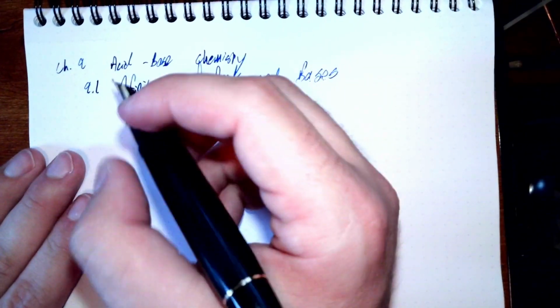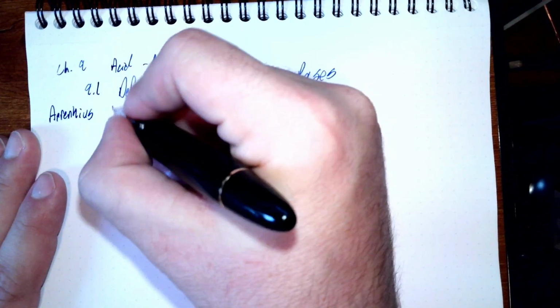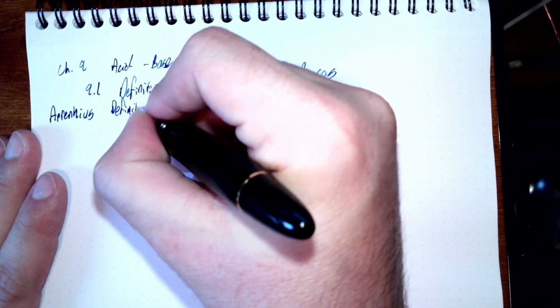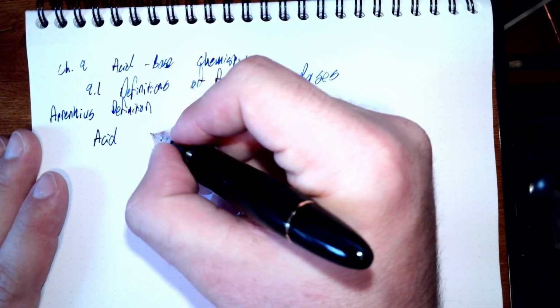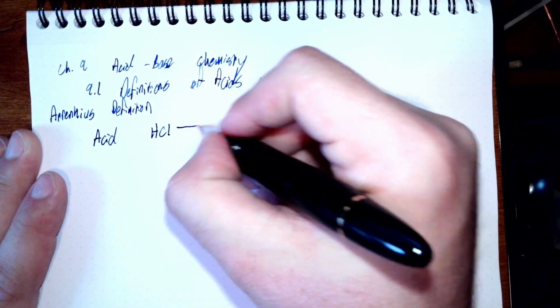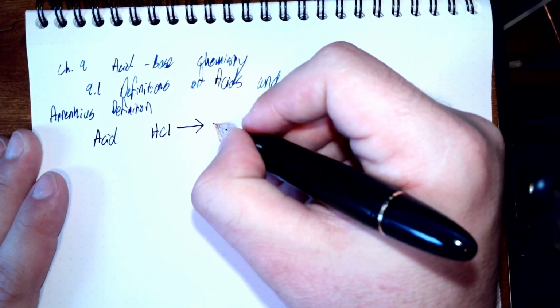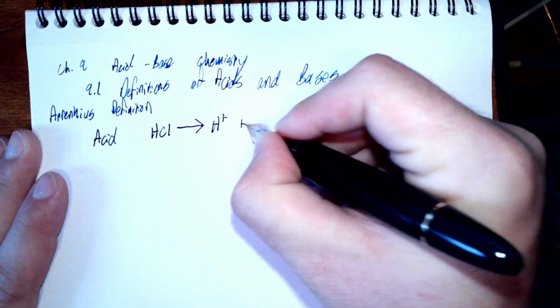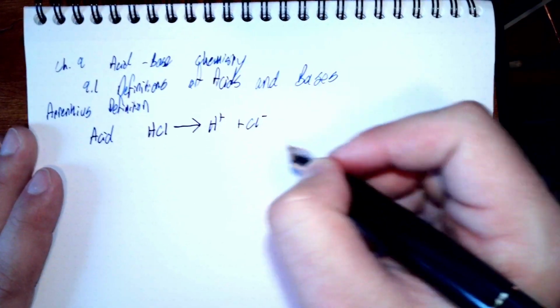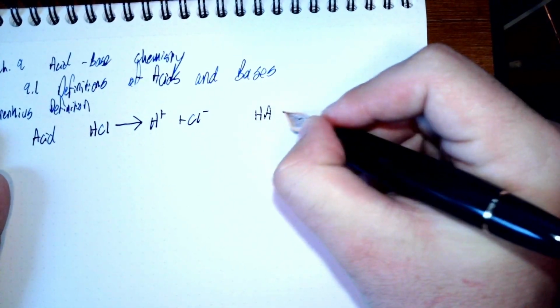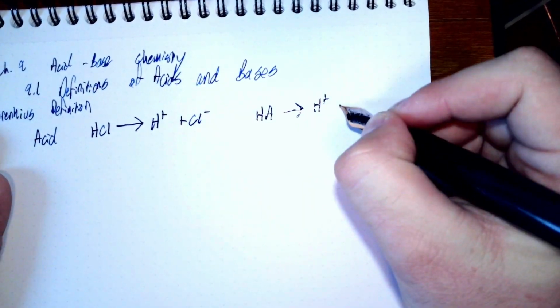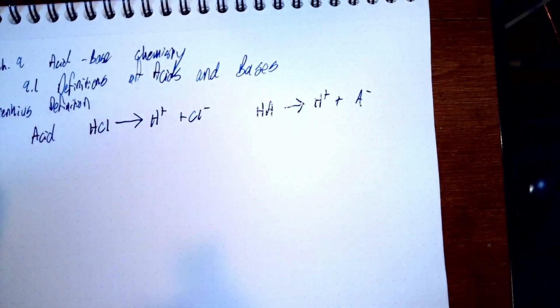Right. So, our oldest definition that we deal with, and this still works for us a lot of times, is called the Arrhenius definition. By the Arrhenius definition of acids and bases, we say that an acid is something that breaks apart in water to give us H plus and some sort of anion. I did this with HCl, but we could just make this a generic HA breaks apart to H plus A minus.